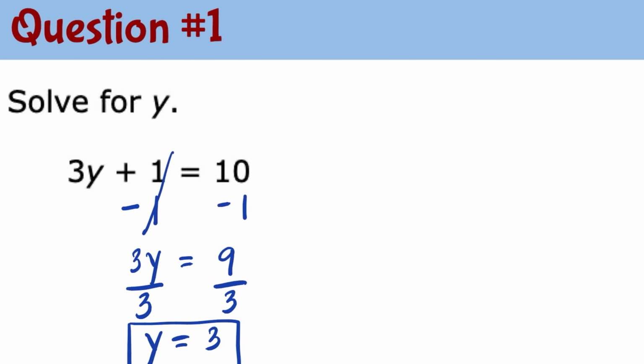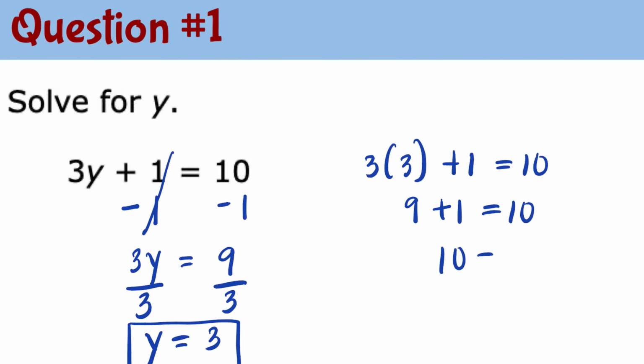To check the answer, we can plug in 3 back into the equation. So we have 3 times the y value 3 plus 1. Is it equal to 10? 3 times 3 is 9. 9 plus 1. And indeed, it is equal. So y equals 3 is the right answer.